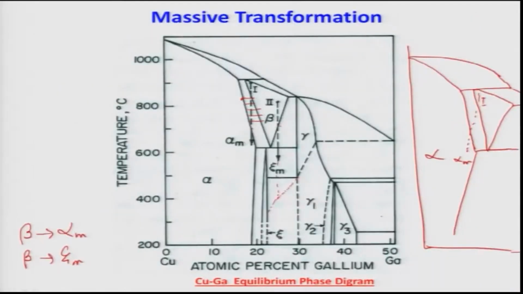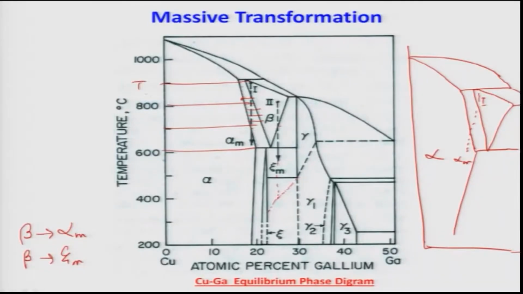Basically, we are plotting the G versus X curve for alloy 1 here for the copper-gallium system. If you cool down alloy 1, we can do this G versus X curve at this temperature, then at this temperature, then at this temperature, and then at this temperature. So, T1, T2, T3, T4: at these 4 temperatures we can do that.